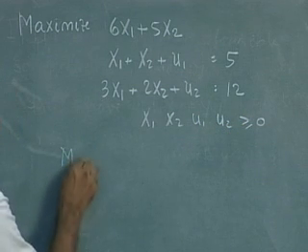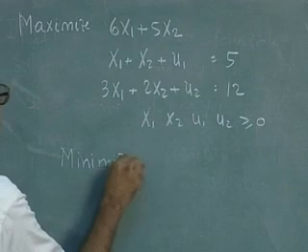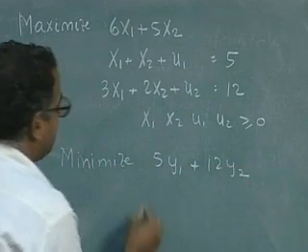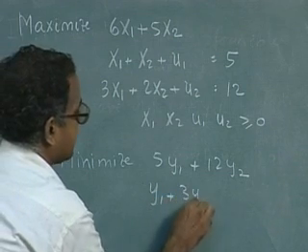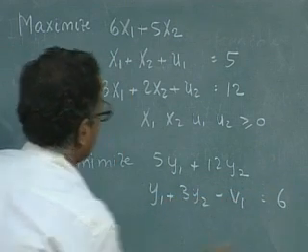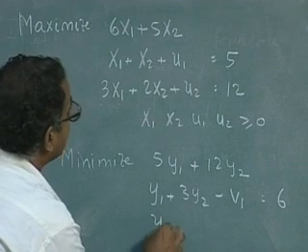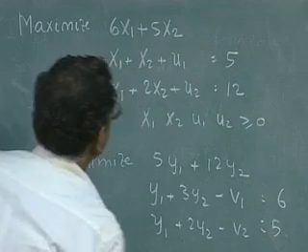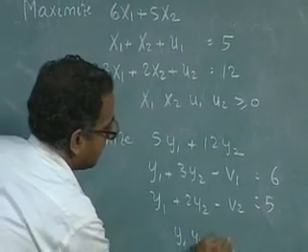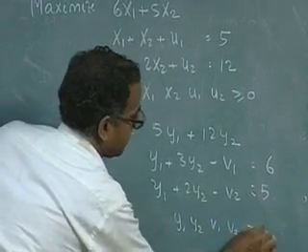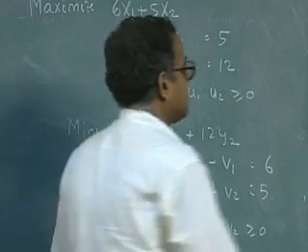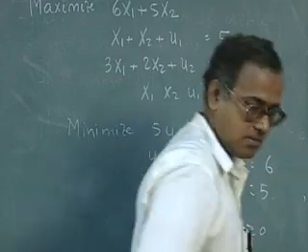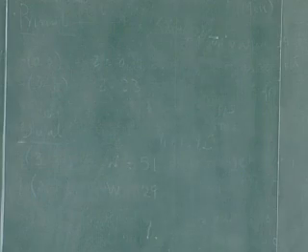Now, the dual is minimize 5y1 plus 12y2, subject to y1 plus 3y2 minus v1 equal to 6, y1 plus 2y2 minus v2 equal to 5, y1, y2, v1, v2 greater than or equal to 0. First, let us look at the solutions and then verify the complementary slackness, and then let us go back and do something more with the complementary slackness.